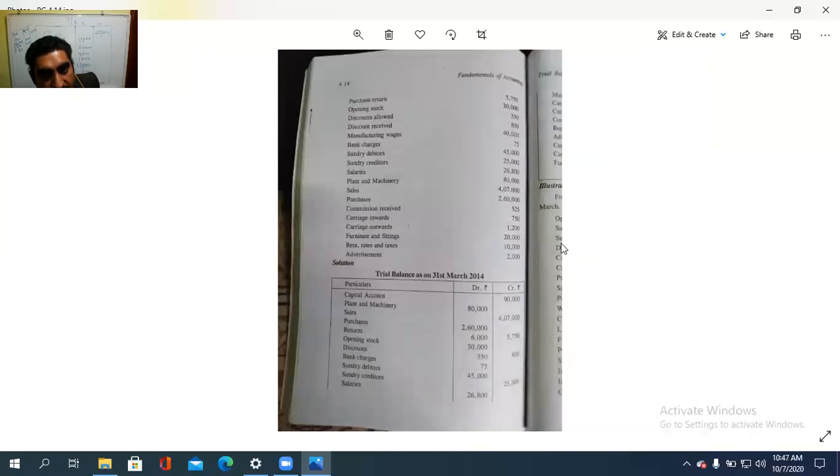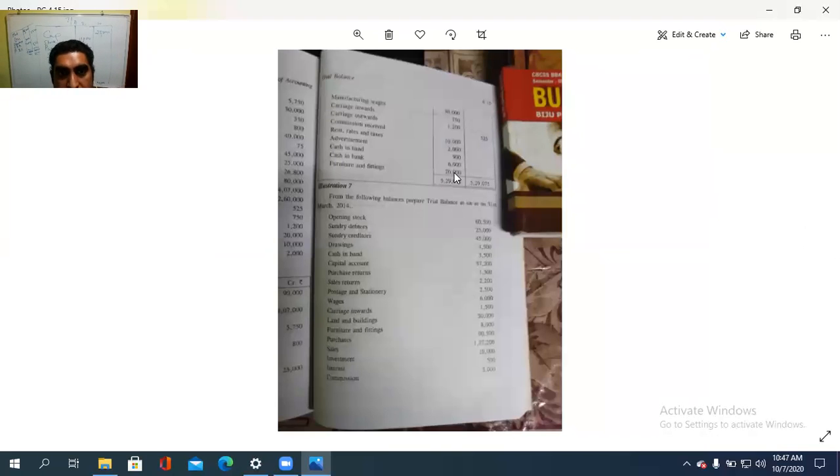Carriage outwards. Then furniture and fittings, debit. Rent, rates and taxes, debit. Advertisement also, this is an expense, that is also debited. So this is the case with regard to suspense. What is that? Trial balance.